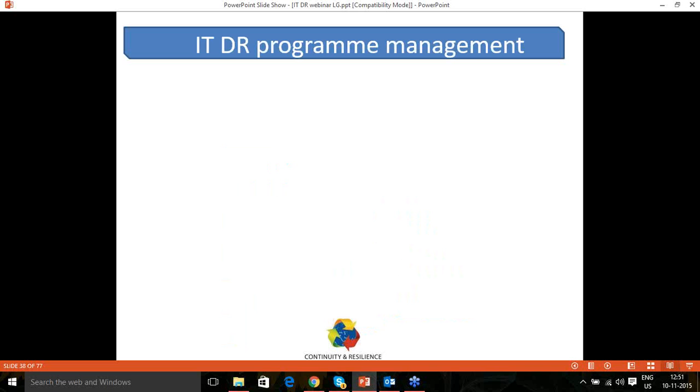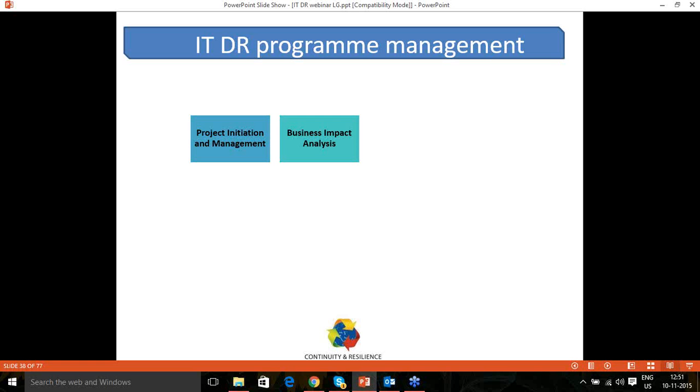So ITDR is not a project which you would do, start and finish. It's a program. It's a cultural change. You may need to keep learning out of testing and other things. You would have a lot of learnings. Business environment gets changed, technology changes, products change. So you need to keep this program going. So it is a program, not a project. So you initiate a project, you create a team, you take senior management approval, you start it as a project, or I would say program.